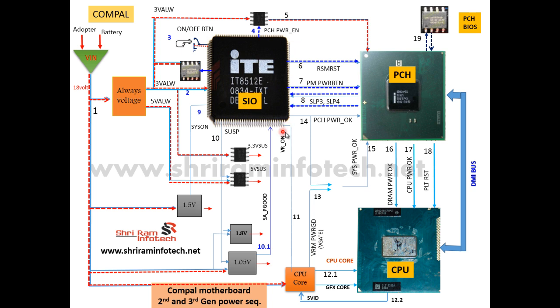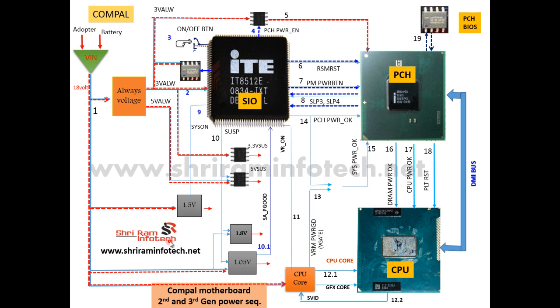We can check all these voltages on the SIO only, because we can't check the PCH directly. So we can check all this voltage on the SIO pin. Okay, so I should get 3 volt here. If 3 volt does not come here after the PCH gets this signal, that means my fault could be that the PCH is bad. So I have to check like that. If 3 volts comes here properly, that means the PCH has given permission to the SIO to turn on the laptop.